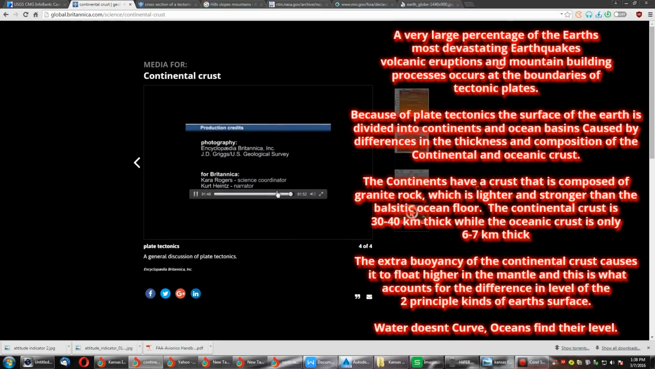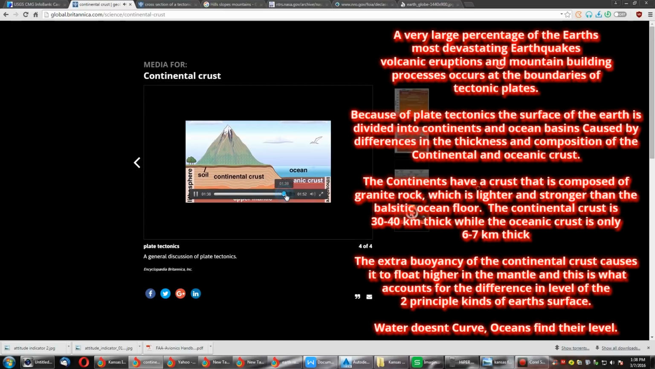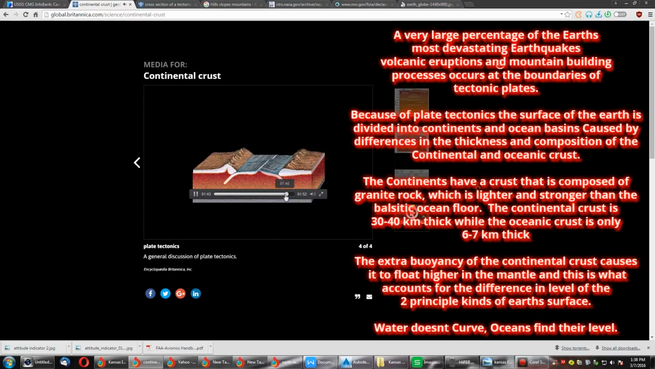Did you hear that? This is what accounts for the difference in level of the two principal kinds of Earth's surface. Let's hear that again. This is what accounts for the difference in level of the two principal kinds of Earth's surface.